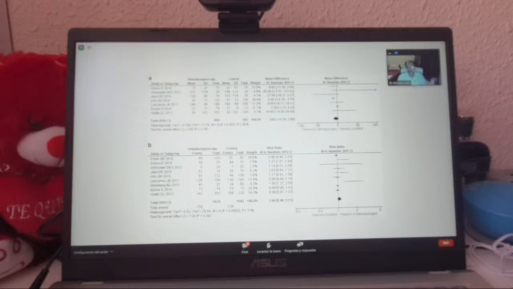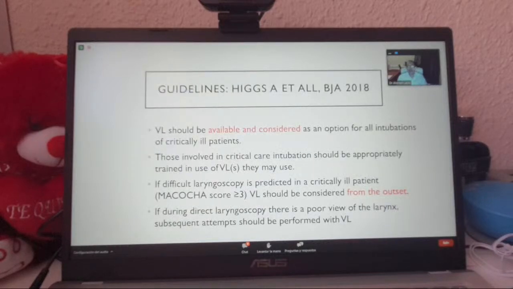In the meta-analysis published a few years ago, there is a small signal in favor of video laryngoscopy, and the guidelines by Higgs et al. 3 years ago say that video laryngoscopy should be available and considered. So that's our primary tool at the moment because it has some advantages compared to direct laryngoscopy. However, it's not mandatory at the moment. In a crisis, I would advise using the things that you are 100% familiar with, that you are guaranteed to be successful with.